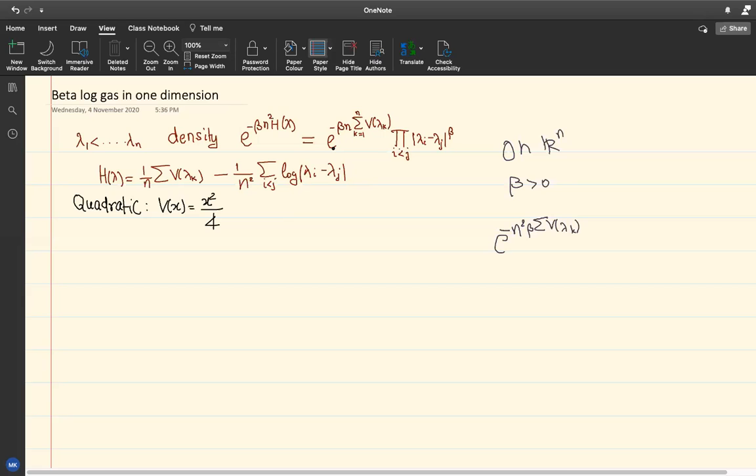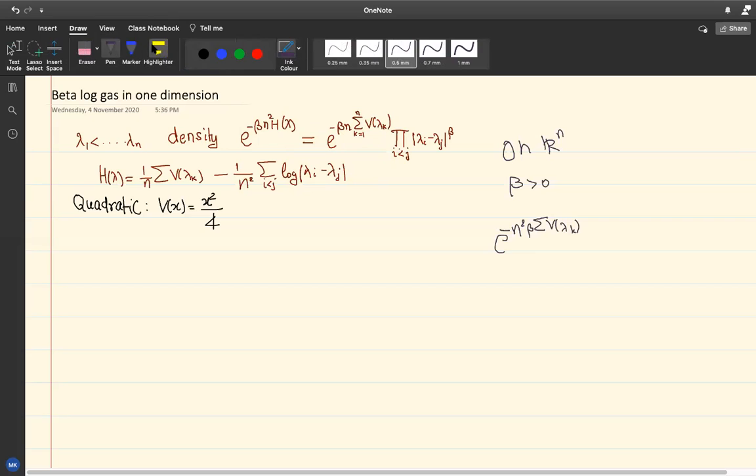This second term introduces repulsion, which is also seen from this form. You can see it as e to the minus beta n times summation v of lambda k, times this term where you have the Vandermonde raised to the power beta. This tells you that if lambda 1 and lambda 2 come close, then the density becomes 0, so they repel. In other words, configurations where 2 particles are very close are unlikely. So we get this interacting system of particles, and the whole goal is to understand this.